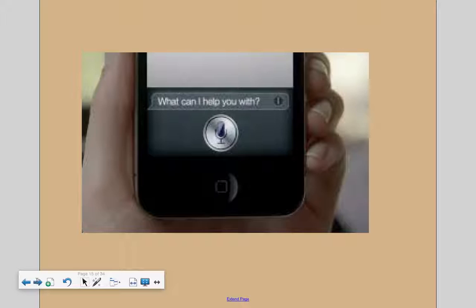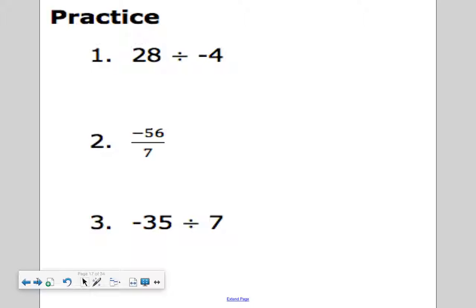So let's practice on a couple of examples. For example, number 1, I have 28 divided by negative 4. Well, 28 divided by 4 is 7. Opposite is negative 7. Different signs. I have 56 negatives and I'm dividing them into 7 groups. So each group will get 8. Opposite, negative 8. Different signs. Negative 35 divided by 7. I have 35 negatives. I'm dividing them into 7 groups. Each group will get 5. Opposite is negative.